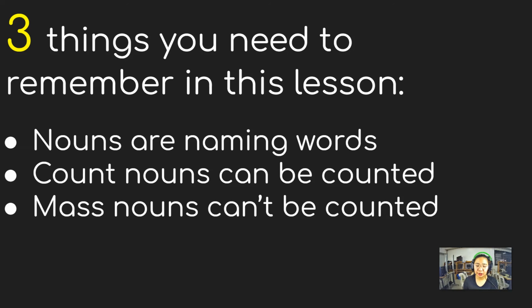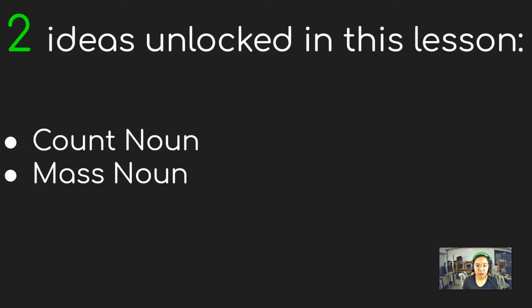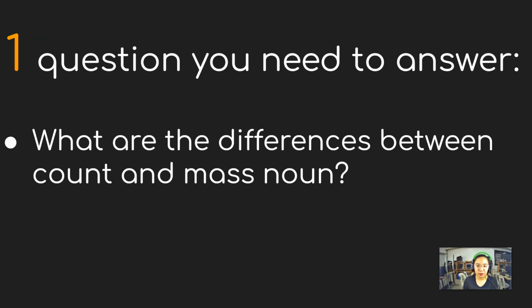Now let us have a summary of what we discussed today. There are three things you need to remember in this lesson. The first one is that nouns are naming words. Next, count nouns are the nouns that can be counted. And last, mass nouns are the nouns that you cannot count. Now for number two, two ideas unlocked in this lesson are count noun and mass noun. And for the last one, there is again one question you need to answer, and that is, what are the differences between count and mass noun?